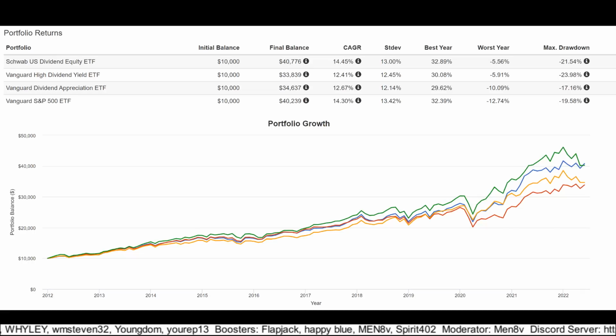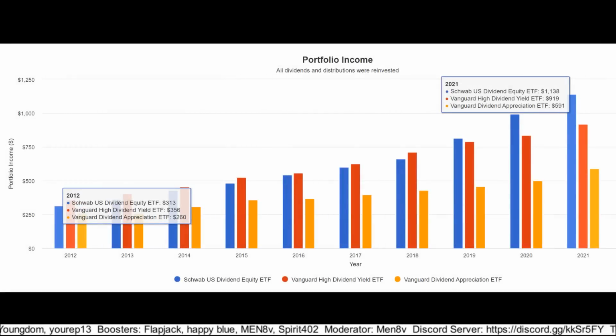And as always, historical performance is no guarantee of future performance. The backtest I ran on Portfolio Visualizer said that this is how income played out over time, assuming you reinvested your dividends. In 2012, a $10,000 investment into SCHD would get you $313 in annual dividend income that year, which means it had a 3.13% yield.